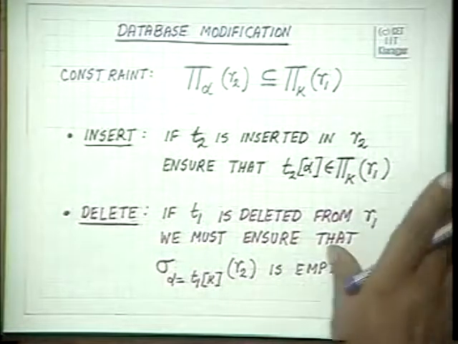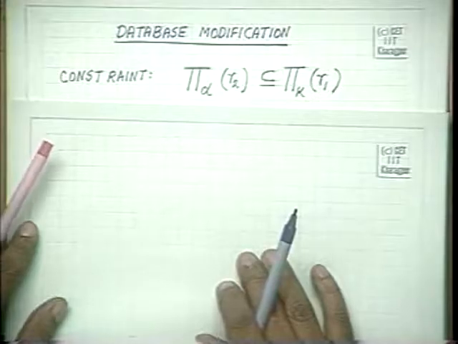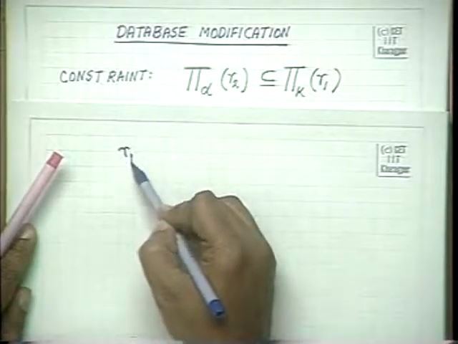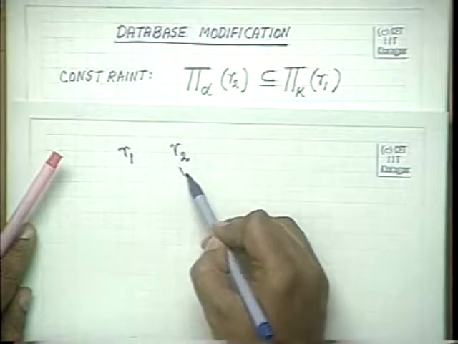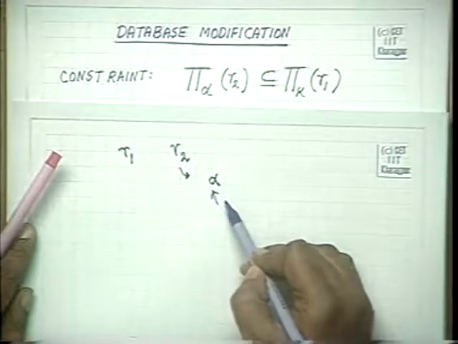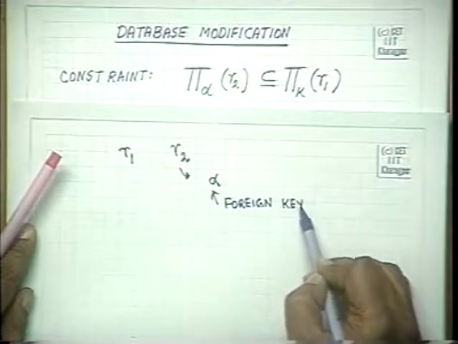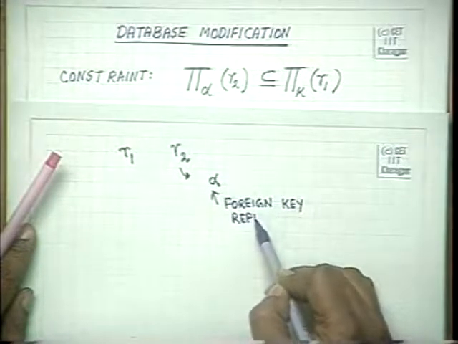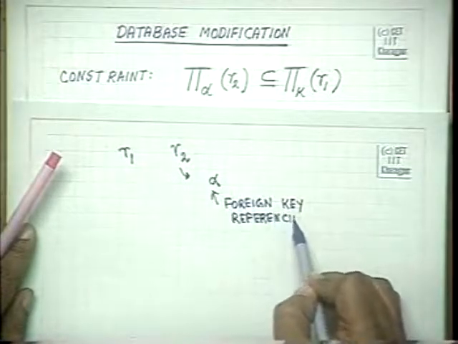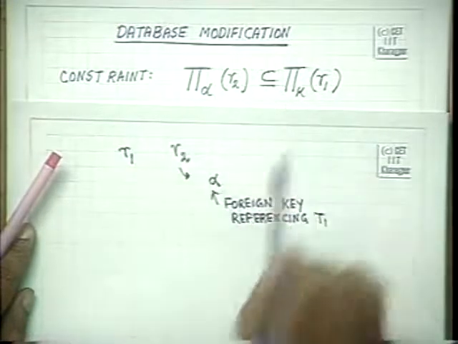So now let us see what we do in each situation. We have got our constraint, that is, we have got two relations R1 and R2, and in R2 we have got a set of attributes alpha which is a foreign key referencing R1. Which leads to this subset dependency.